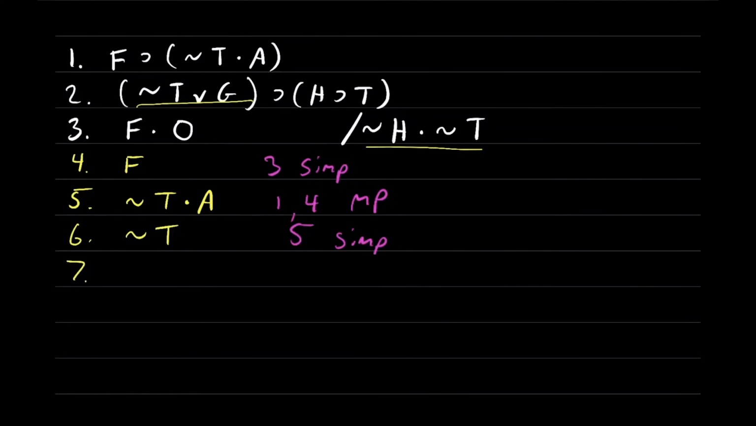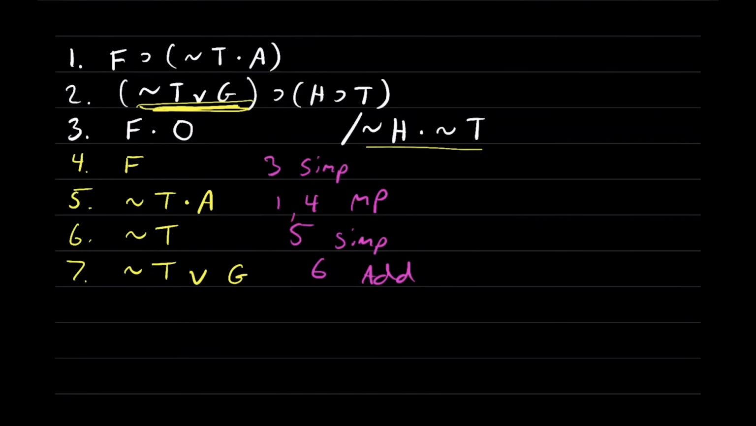We have not T on line 6, so we're going to get not T or G. And we're doing that strategically so we can get the antecedent of that conditional in line 2. That's going to follow not from line 2, it's going to follow from line 6 by addition. Right? If not T is the case, then either not T or anything else would be true.